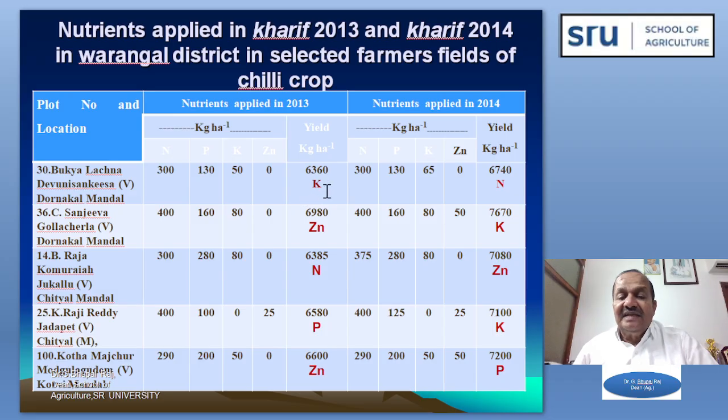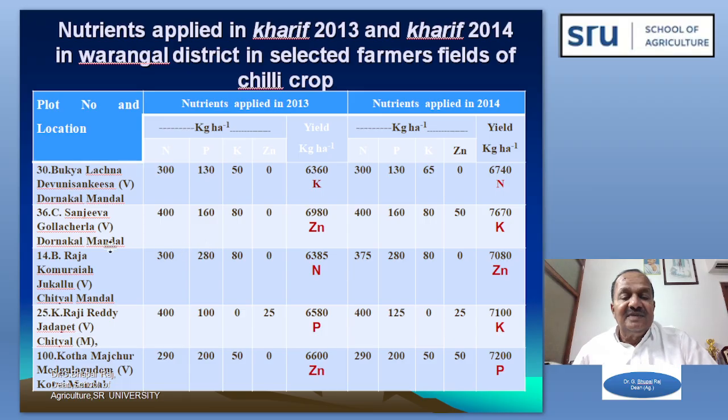What happened the next year, 2014? We went to that field and, based on the limiting nutrient potash, we increased the dose of potash. Here potash was 50 earlier, and we increased the dose from 50 to 65. Then the yield increased from 6,360 to 6,740.